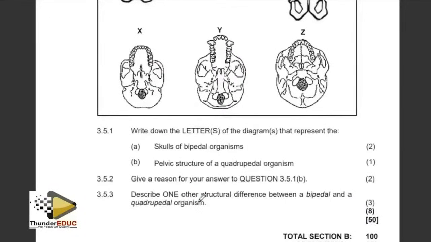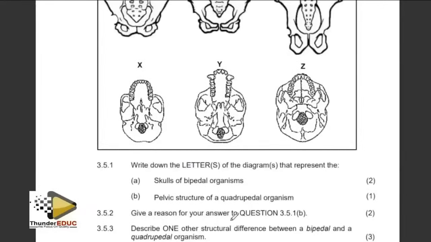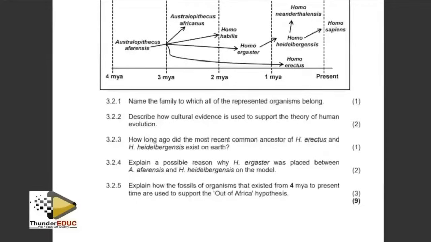Describe one other structural difference in bipedal and quadrupedal. You can talk about, I gave the difference, ne? Short and wide, the factors which affect that. Okay, the pelvic girdle, you have this now, because I tried to explain it. Okay, let me use this.